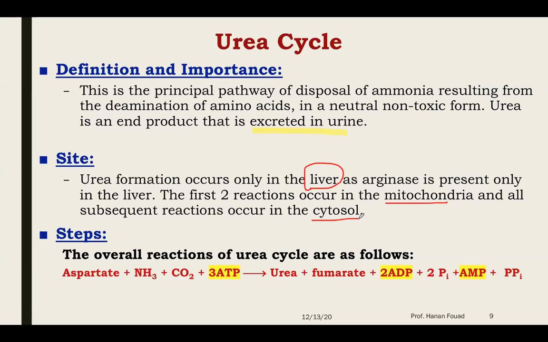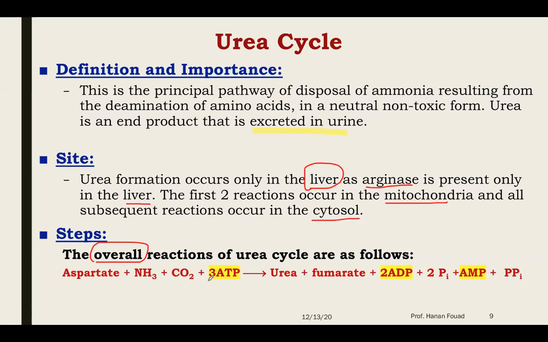Okay? Yes. This is an example. Arginase enzyme is found only in the liver. This is the last enzyme which synthesizes urea. It is found only in the liver. It's very important to know the overall reaction, because we have several reactions, about 7 reactions in the urea cycle. It is a pathway. But the overall, what does occur?